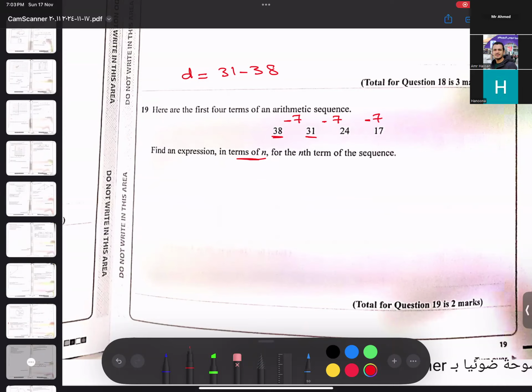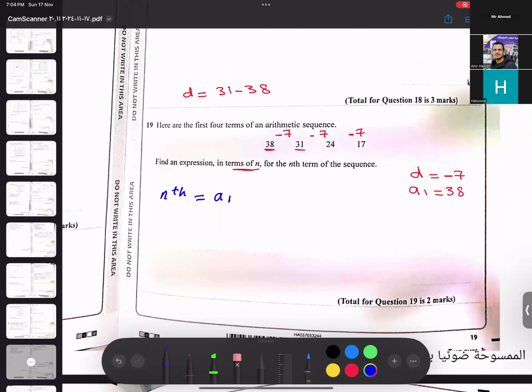So what else? Let me write down a1. The difference is minus 7, right? And a1 is 38. So let me write down the nth term. Could you remind me of the rule? The nth term equals a1 plus n minus 1 times the difference, right?